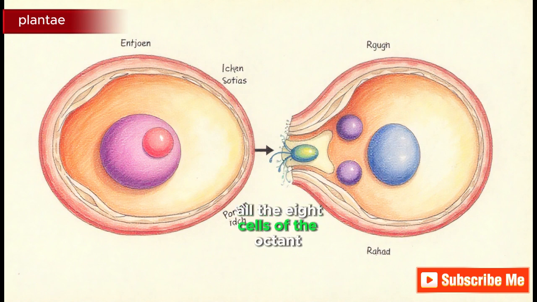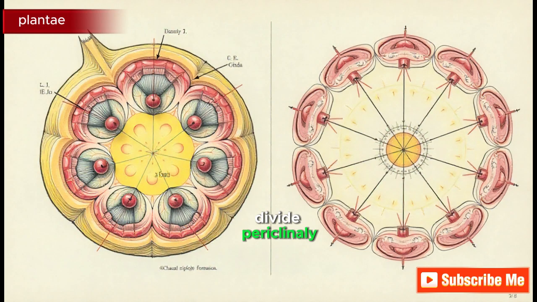Now all the 8 cells of the octant divide periclinally, forming outer and inner layers of cells. The cells of the outer layer divide anticlinally, forming a peripheral layer, the dermatogen, from which epidermis is formed. The cells of the inner layer divide longitudinally and transversely, forming the periblem, ground tissue, beneath the dermatogen, and the plerome, vascular tissue, in the center. The dermatogen is incomplete at the root end of the embryo because the apex of the root is formed from the hypophysis of the suspensor.